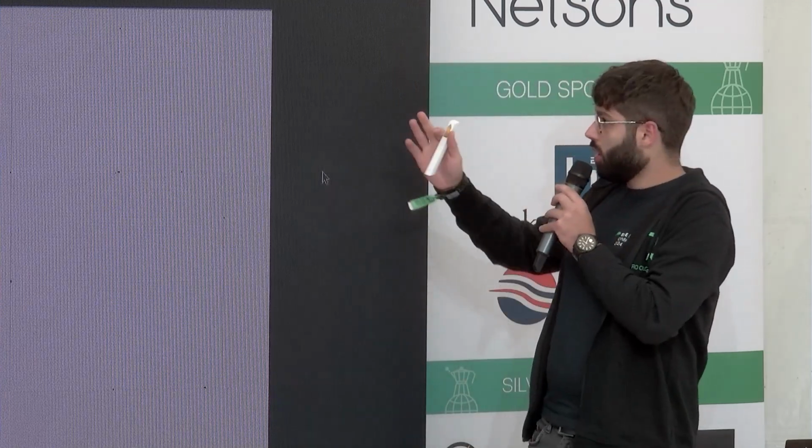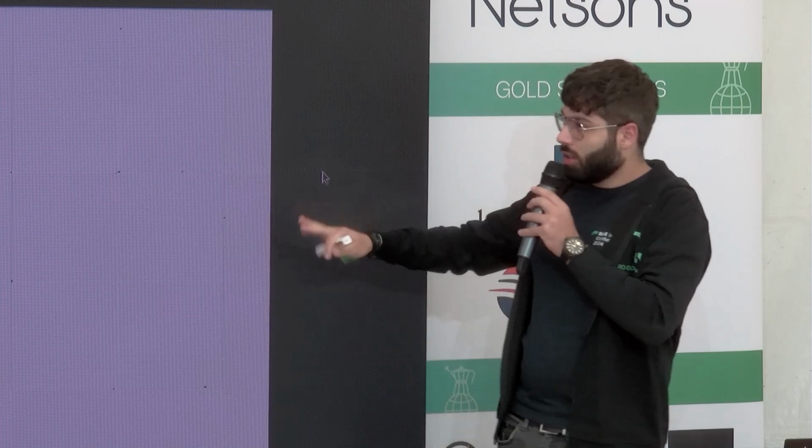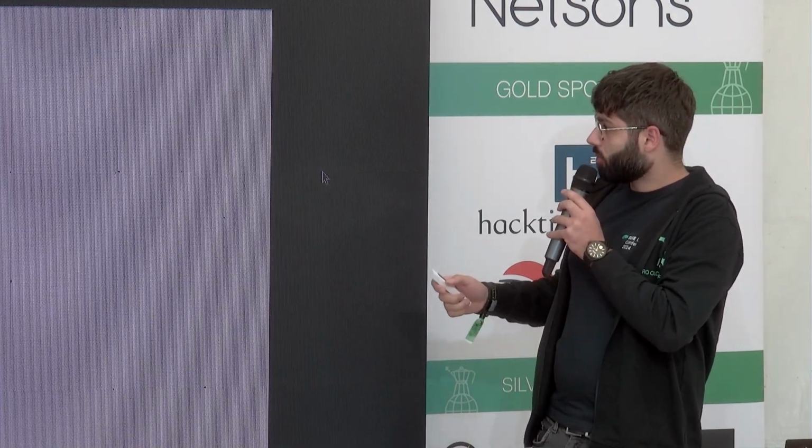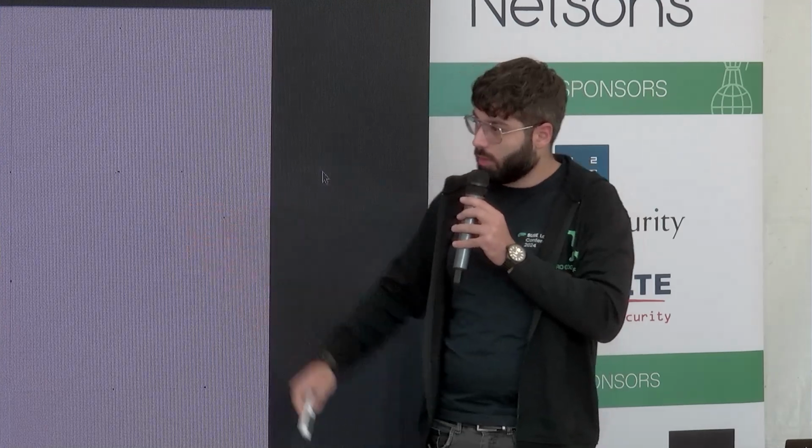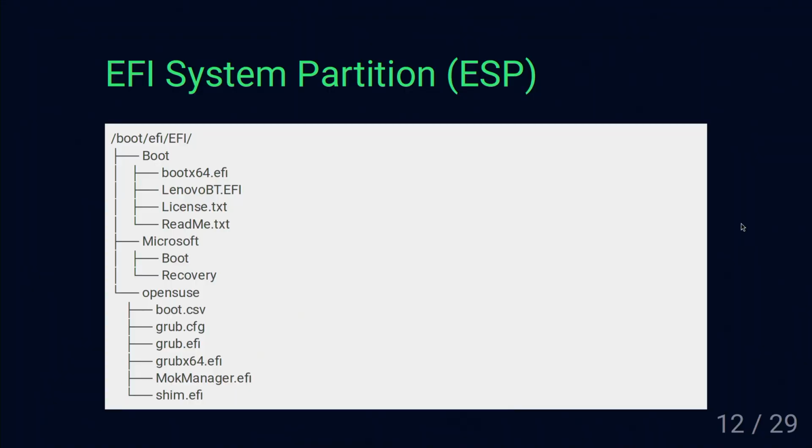So let's have a look at the EFI system partition. This is the partition defined by the UEFI standard, and this is actually the partition that I have on my laptop. We can see different files. One thing that strikes us is that we have different folders, and every folder contains some EFI file. The one I want to focus on is the openSUSE one, which is currently booting my computer. We can see that we have grub.efi and grubx64.efi.